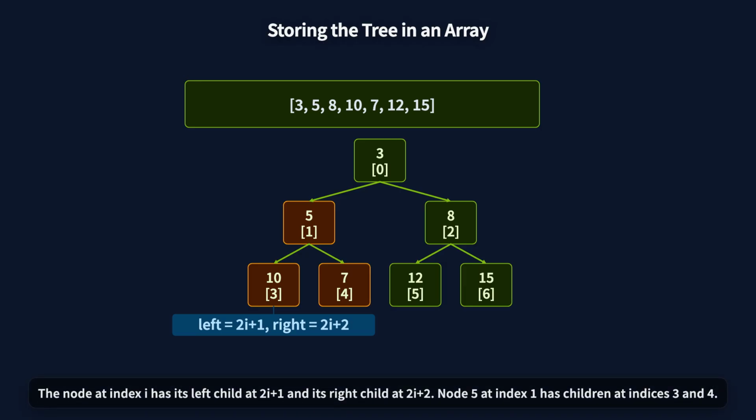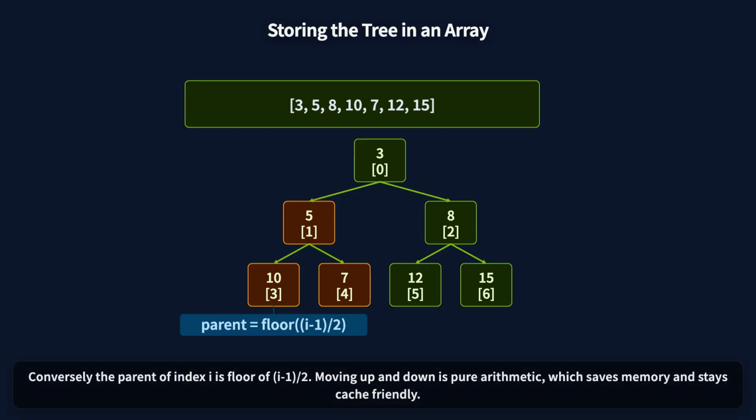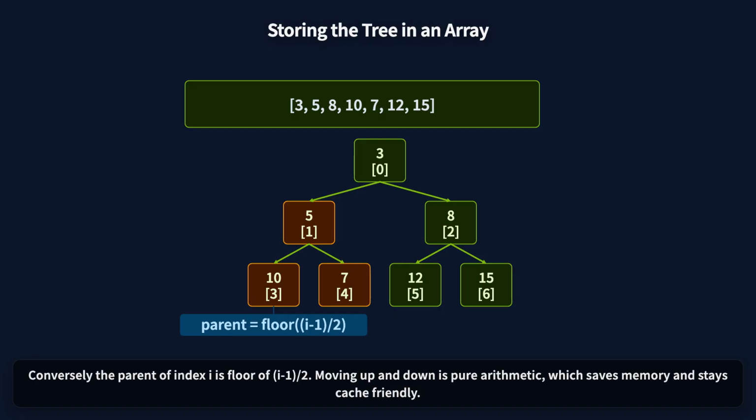The node at index i has its left child at 2i plus 1, and its right child at 2i plus 2. Node 5 at index 1 has children at indices 3 and 4. Conversely, the parent of index i is floor of (i minus 1) divided by 2. Moving up and down is pure arithmetic, which saves memory and stays cache-friendly.